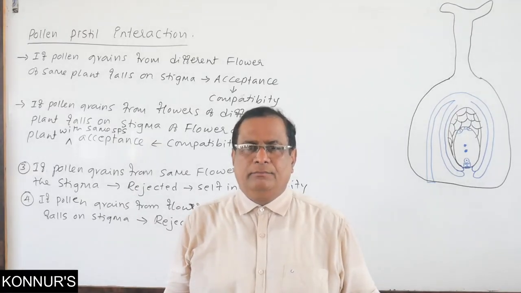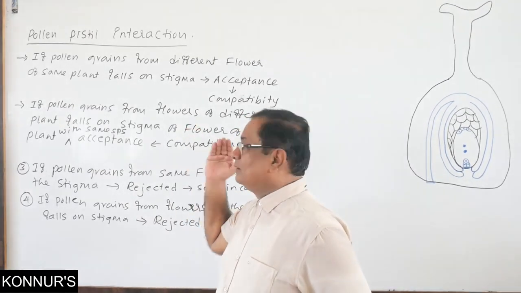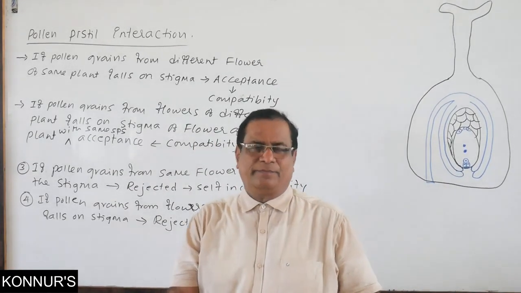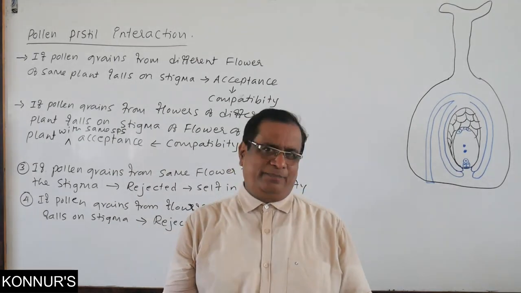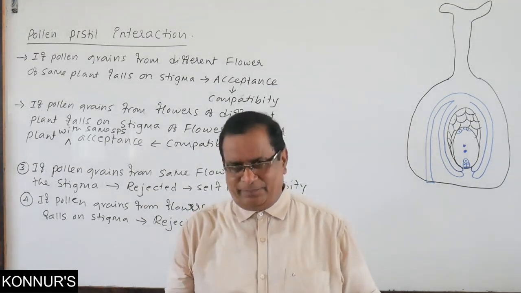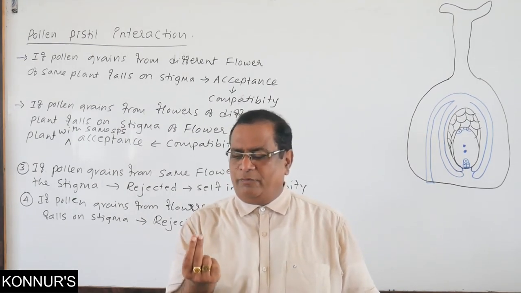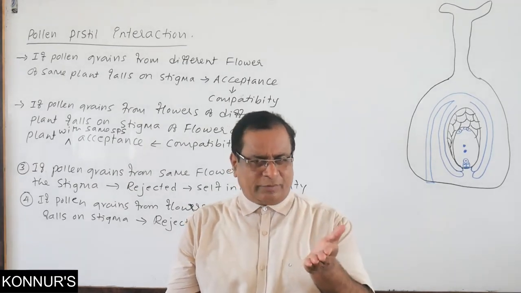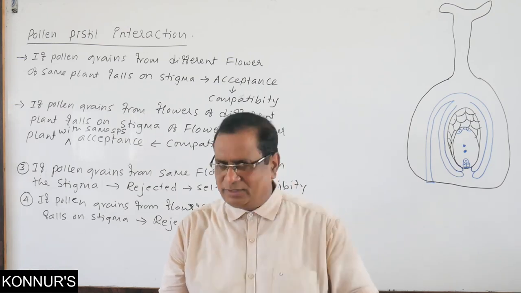Now it's time to discuss pollen-pistil interaction. When the flowers have bloomed and the stigma is exposed, pollen grains of the same flower may fall on it.